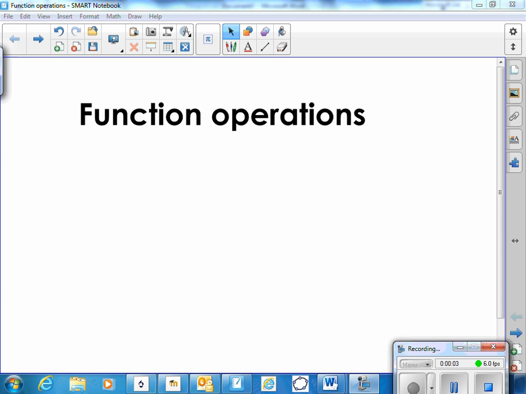This video clip explains function operations. So math functions, instead of with numbers or variables, entire functions.